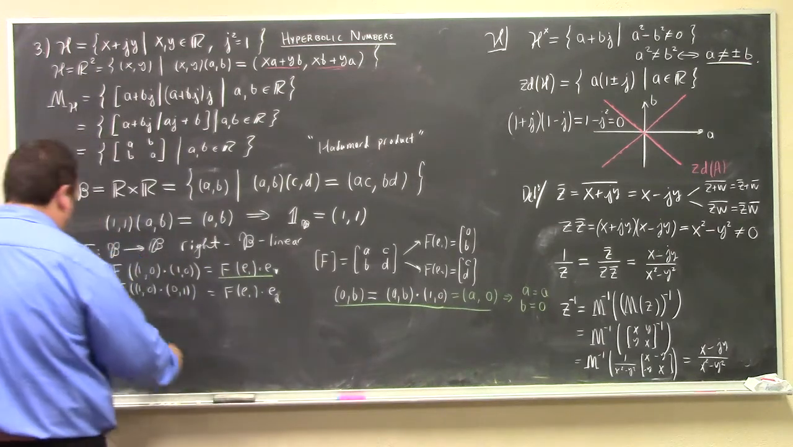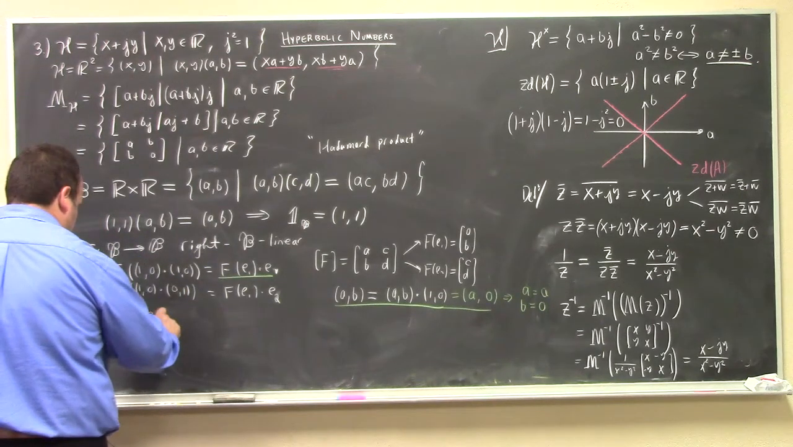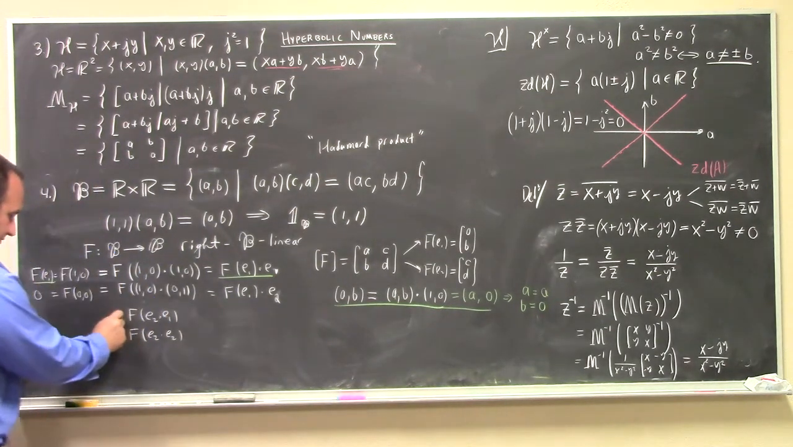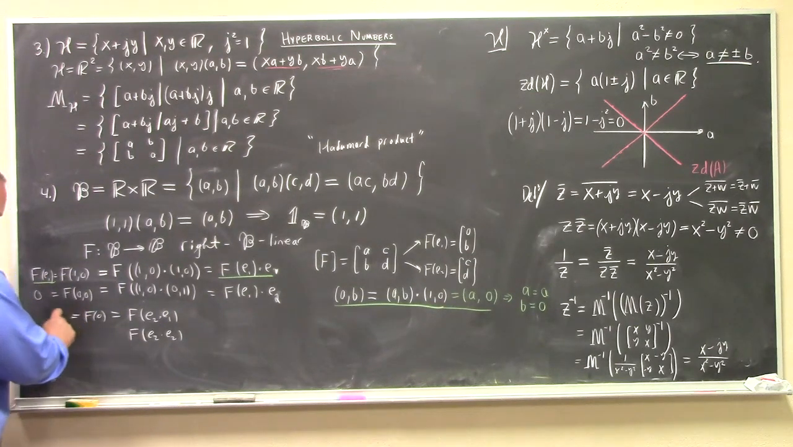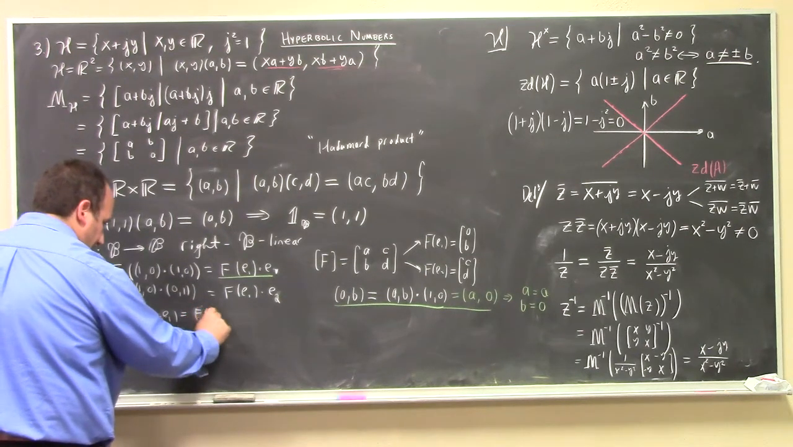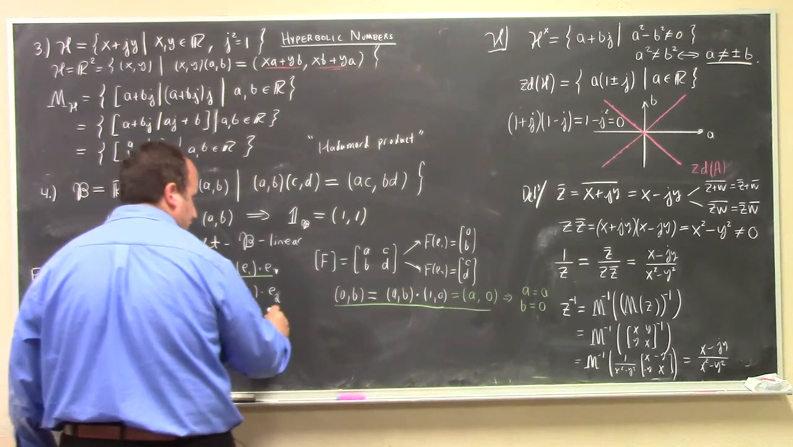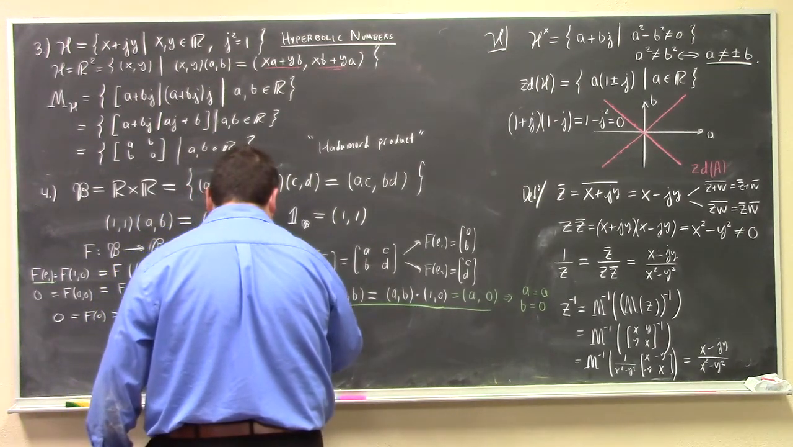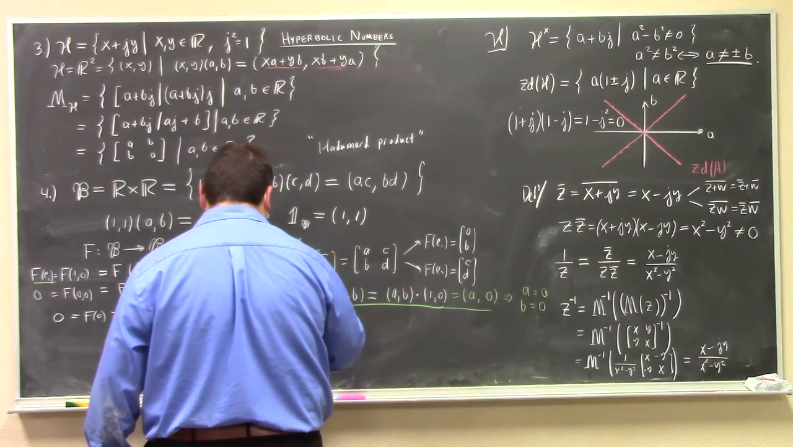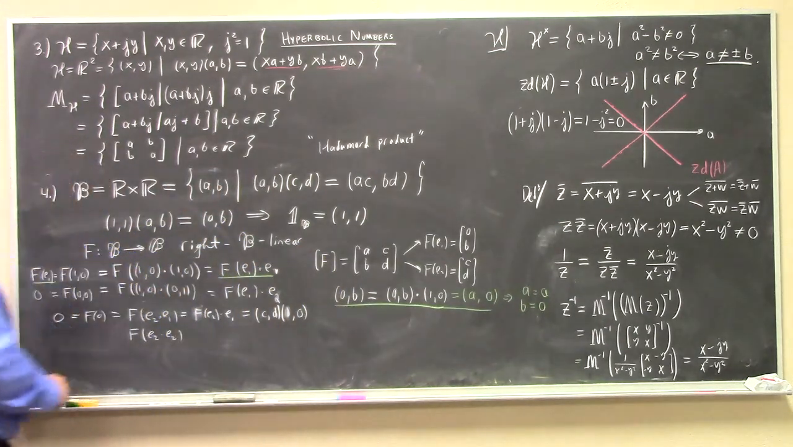Now, we can play the same game with F of E2 times E1 and F of E2 times E2. F of E2 times E1 is F of 0, which is 0. But that's also equal to F of E2 times E1, which in this case is CD times 1, 0. By the way, I didn't bother with the other equation because we already got what we needed from the first one. And maybe I can do the same here.